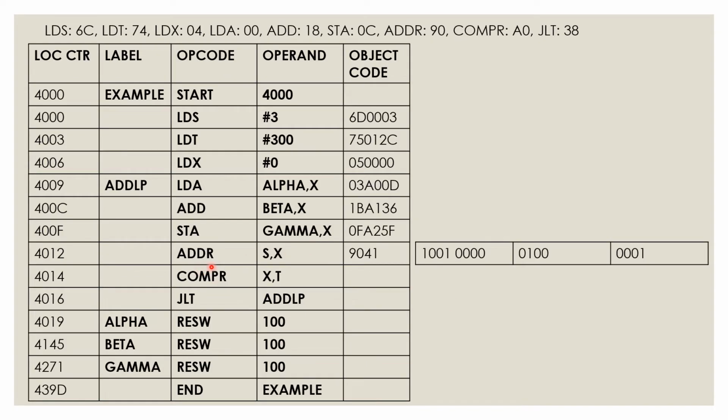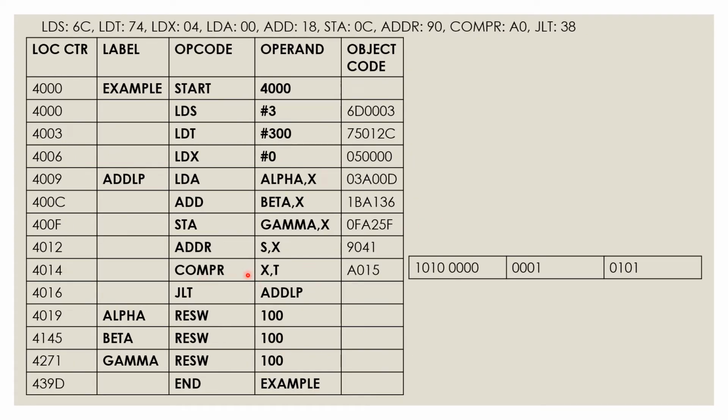Since it is ADDR S,X and COMPR X,T, this is the format for writing in format 2, that is opcode, register R1 and register R2. Opcode for ADDR is given as 90, so the value of 9 is 1001 and value of 0 is 0, and register value of S is 0100 and register value of X is 0001. And by grouping this, we get the value as 9041.